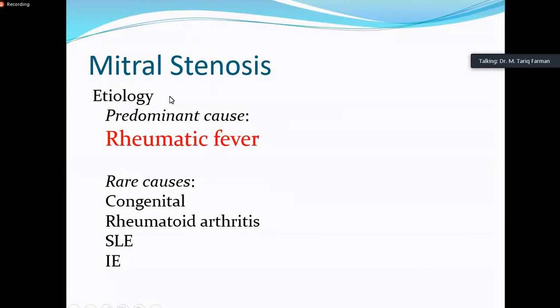So let's talk about the etiology of mitral stenosis. As I have mentioned earlier, rheumatic fever is the number one cause of mitral stenosis or any of our valvular heart disease. But there are rare causes of mitral stenosis, like congenital causes, rheumatoid arthritis, and in SLE you can find mitral stenosis, and then infective endocarditis when there is a large vegetation that obstructs the way of the blood from the left atrium into the left ventricle. So it's actually obstruction of the orifice.